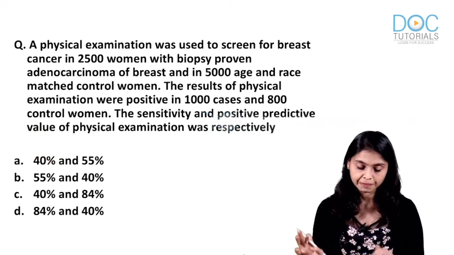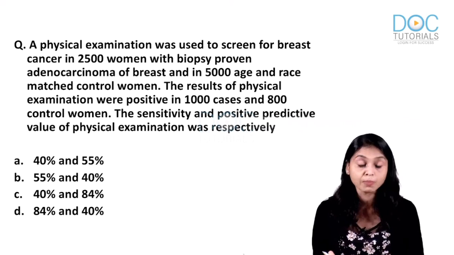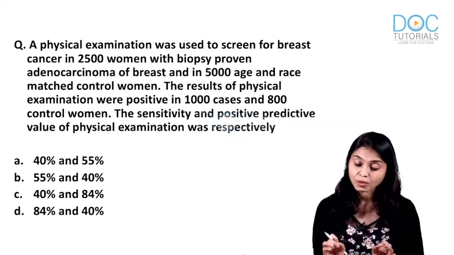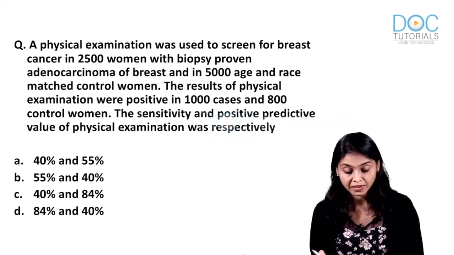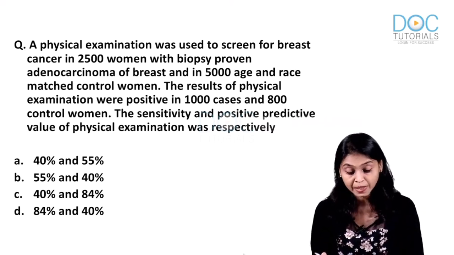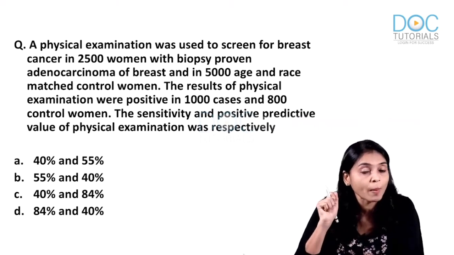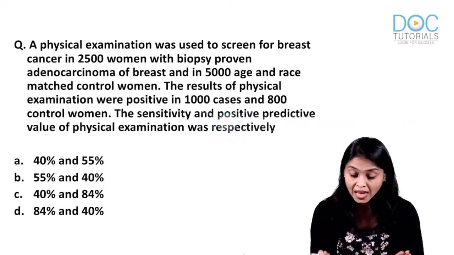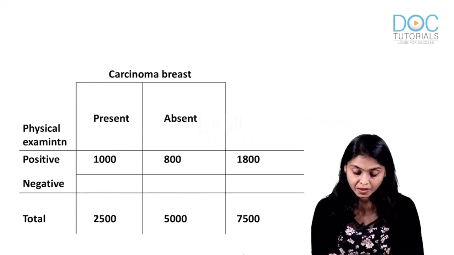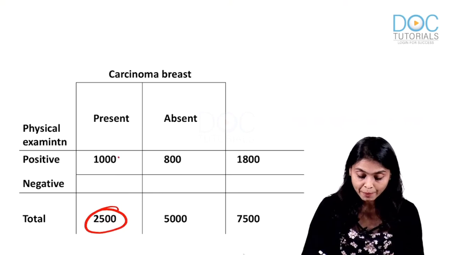Okay, moving on to the next. A physical examination was used to screen for breast cancer in 2,500 women with biopsy-proven adenocarcinoma of breast and 5,000 age and race matched control women. The results of the physical examination were positive in 1,000 cases and 800 control women. The sensitivity and positive predictive value of the physical examination are respectively. By the way, which is the disease here? Adenocarcinoma of breast. Which is the screening test here? Physical examination.